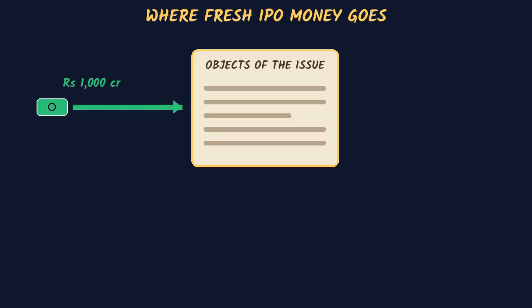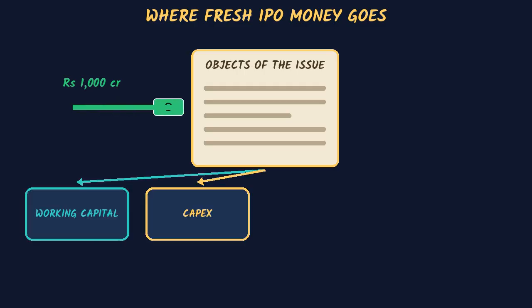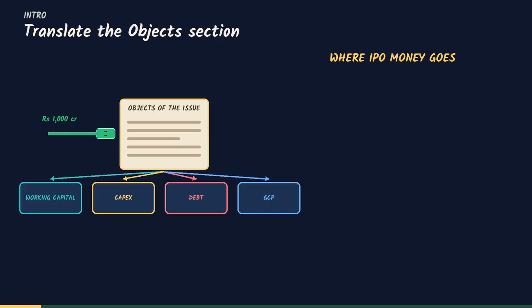When an IPO says money is for working capital or capital expenditure, what does that actually mean? This short lesson explains where fresh issue money can go, why each use changes a business differently, and what question you should ask in the objects of the issue. By the end, you will be able to translate the main money use labels and reconcile a simple allocation before reading a draft red herring prospectus or red herring prospectus.